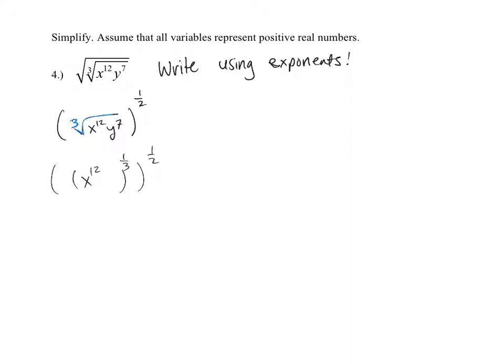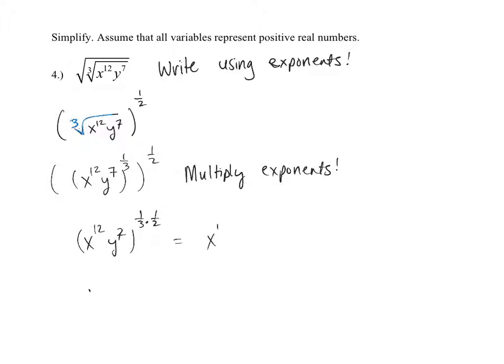So we have x to the 12th, y to the 7th to the 1/3, there's my cube root, and all of that to the 1/2, there's the square root. Okay, and now I get to multiply exponents. So I would have my inner stuff, I'll deal with that in a minute, y to the 7th. Okay, so I have 1/3 times 1/2, that'd be 1/6. And so this is x to the 12th, y to the 7th, all of that to the 1/6 power.